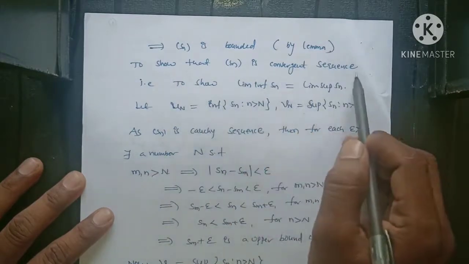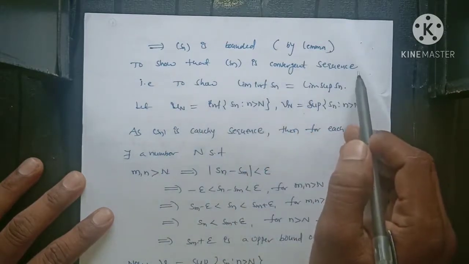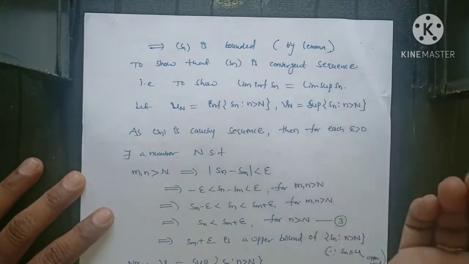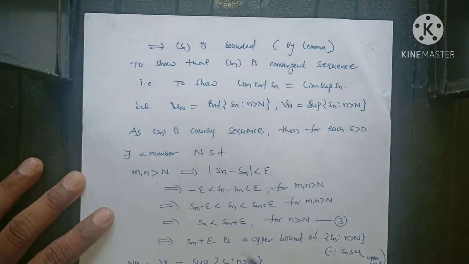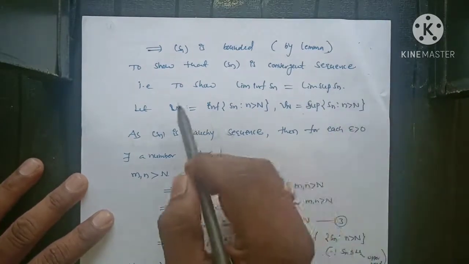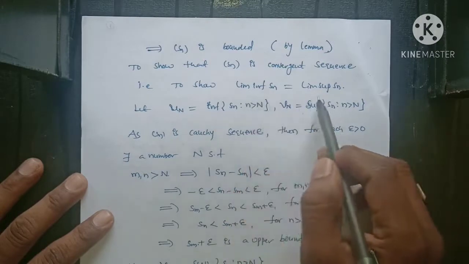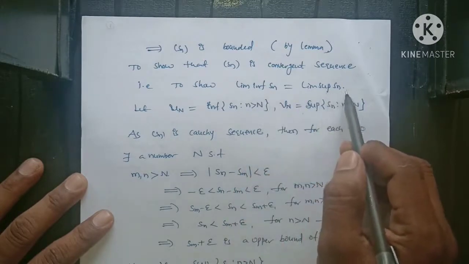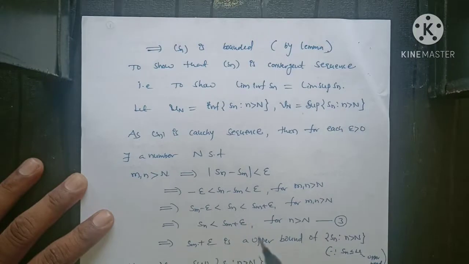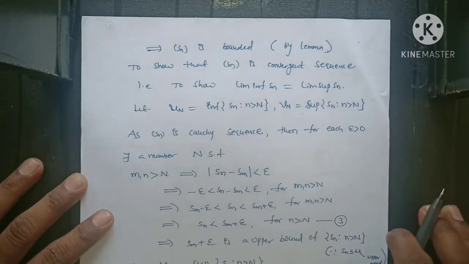Now to show that Sn is a convergent sequence. What is the converse part? Every Cauchy sequence is convergent. So Sn is a Cauchy sequence. Now we are going to prove that this sequence is convergent. For that we use this theorem to show that the limit inferior of Sn is equal to the limit superior of Sn. When the limit inferior and limit superior are both equal, in this case we say that the sequence is a convergent sequence.